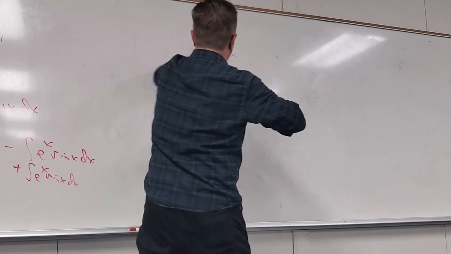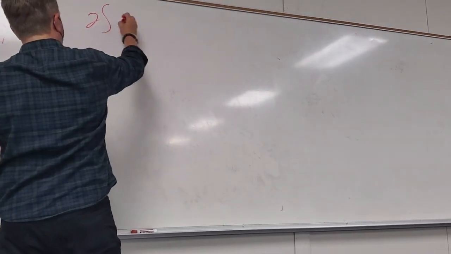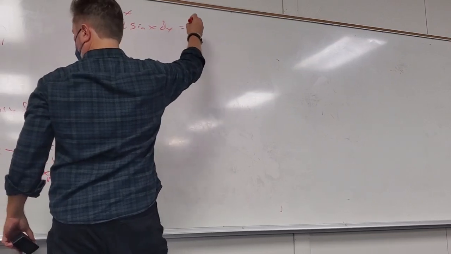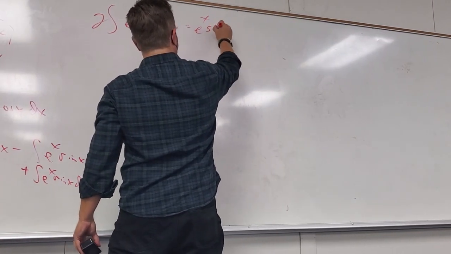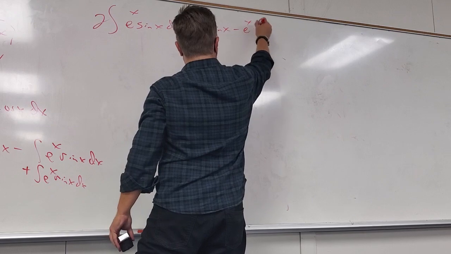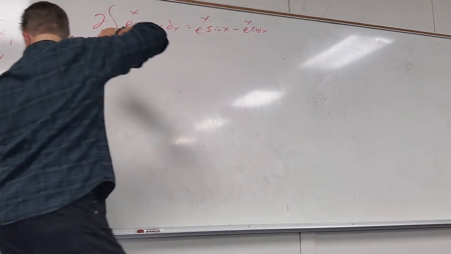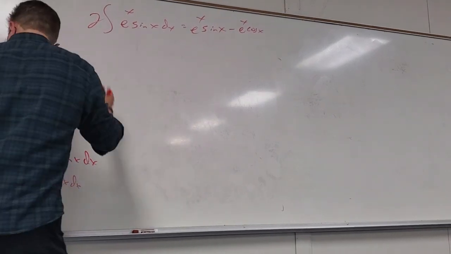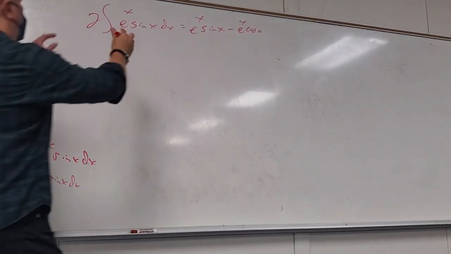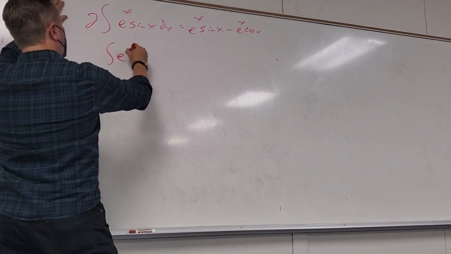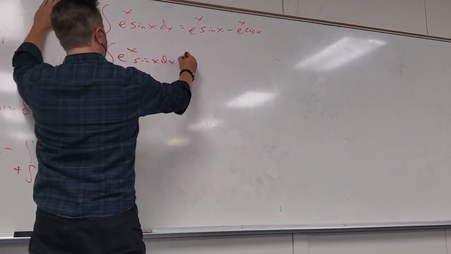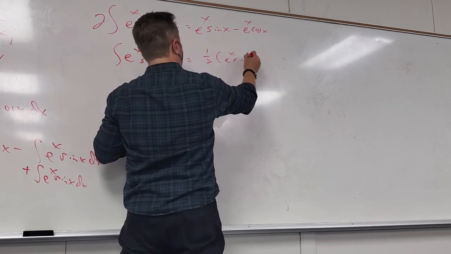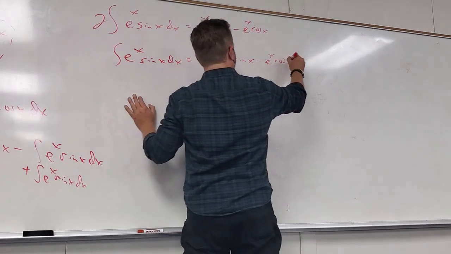So where are we at? We're at this position here. Two of these equals, here you guys are so excited, e to the x sine x minus e to the x cosine x, right? So then I just divide by 2 and I'm done. I should have put a plus c somewhere. I'll just put it at the end. The integral of e to the x sine x dx equals 1/2 (e to the x sine x minus e to the x cosine x) plus c.